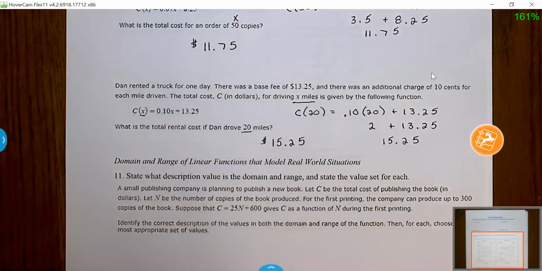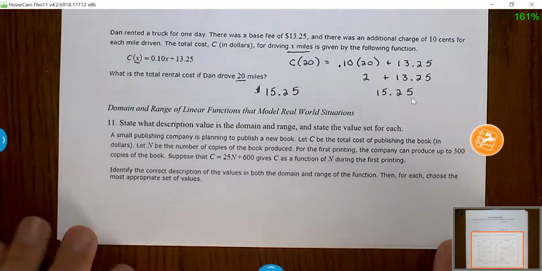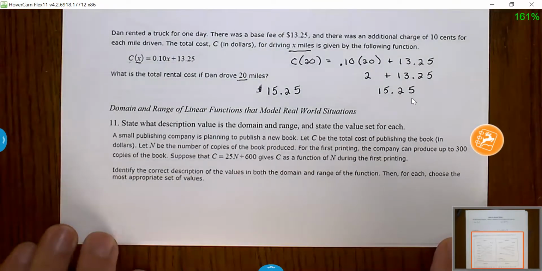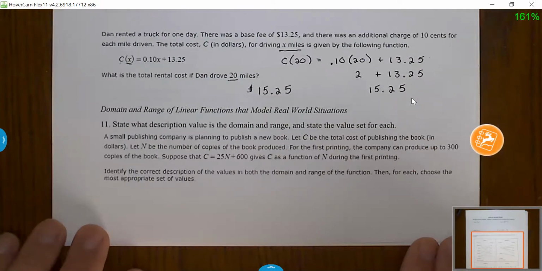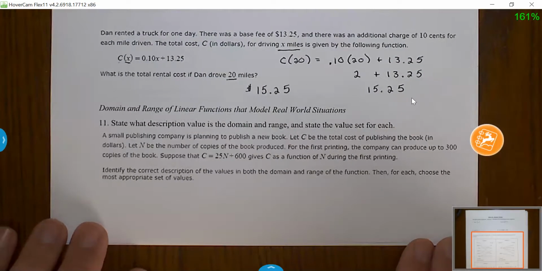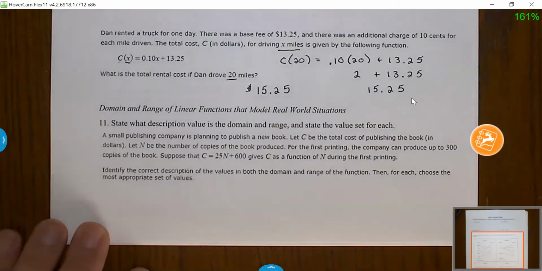Okay, so it says here a small publishing company is planning to publish a new book. Let C be the total cost of publishing the book in dollars, and let N be the number of copies of the book produced. For the first printing, the company can produce up to 300 copies of the book. Suppose that C equals 25N plus 600. Give C as a function of N during the first printing.